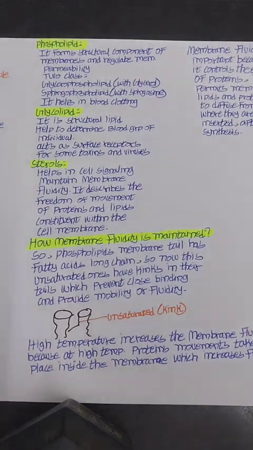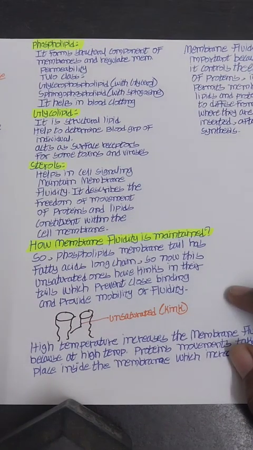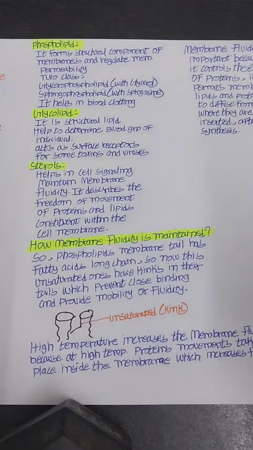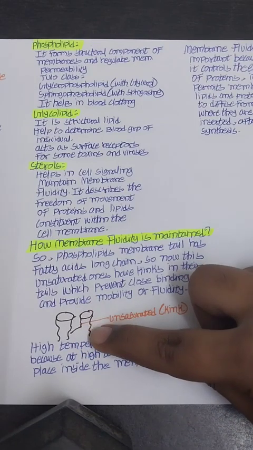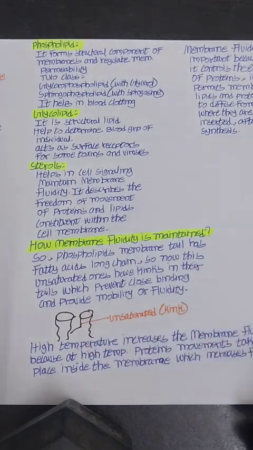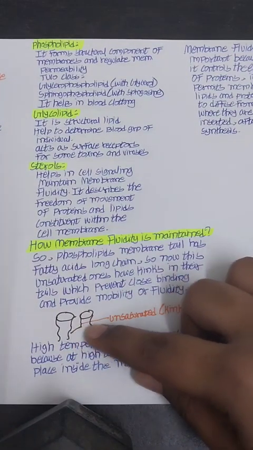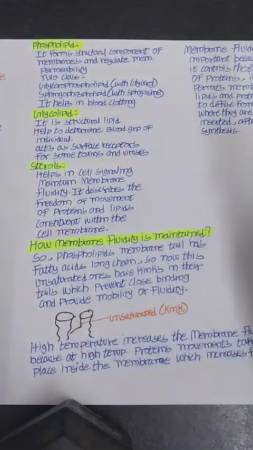Now let us see how membrane fluidity is maintained. As we know, sterols provide membrane fluidity. The phospholipid membrane tail has a long fatty acid chain. See this long chain. It has a molecule here and then a long chain. This is an example of an unsaturated fatty acid. Unsaturated ones have a kink in their tail, which prevents close binding and provides mobility or fluidity.